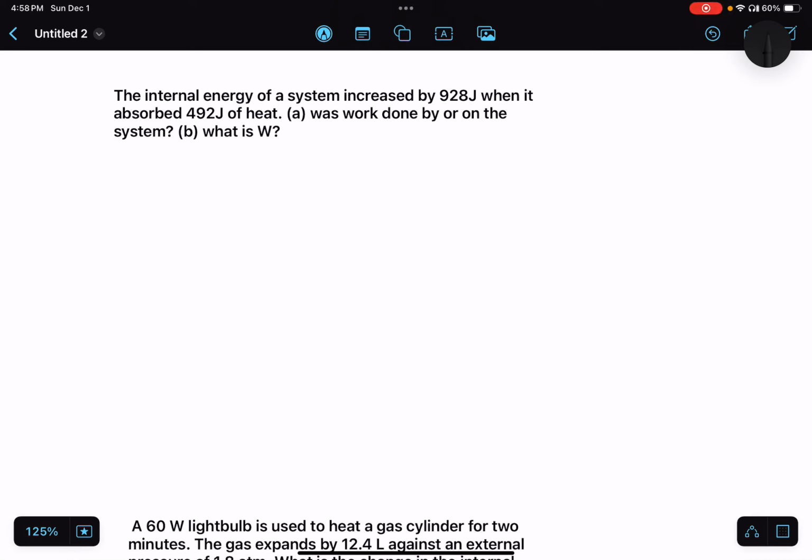All right, so this is questions 4, 5, 6 on chapter 5. Number 4 says, the internal energy of a system increased by 928 joules when it absorbed 492 joules of heat. Part A says, was work done by or on the system? And part B says, what is W?